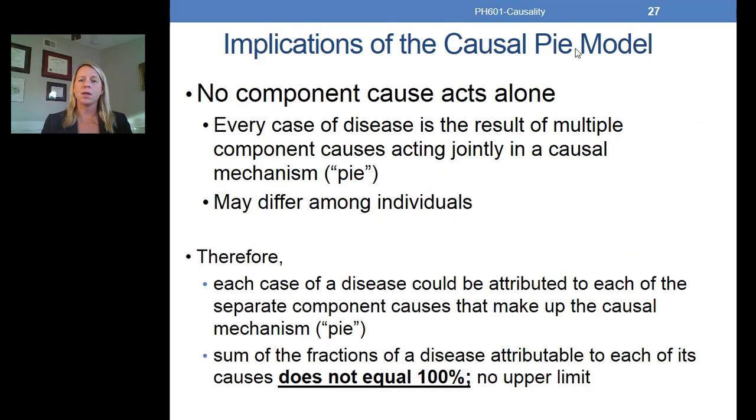No component cause in the causal pie model acts alone. Every case of disease is a result of multiple component causes acting jointly in a causal pie. And importantly, the causal mechanism does differ among individuals, right? So therefore, each case of a disease could be attributed to each of the separate component causes that make up that causal mechanism. And importantly, the sum of the fractions of a disease attributable to each of the causes does not necessarily equal 100%. There essentially is no upper bound on those fractions contributing to the overall disease.